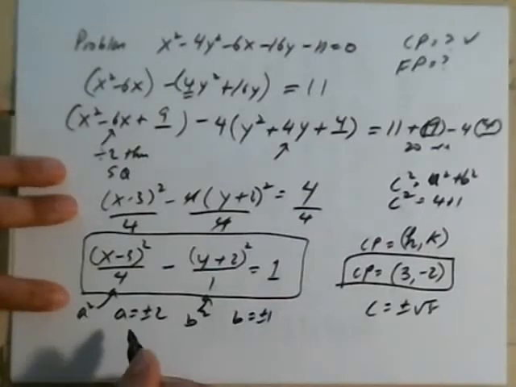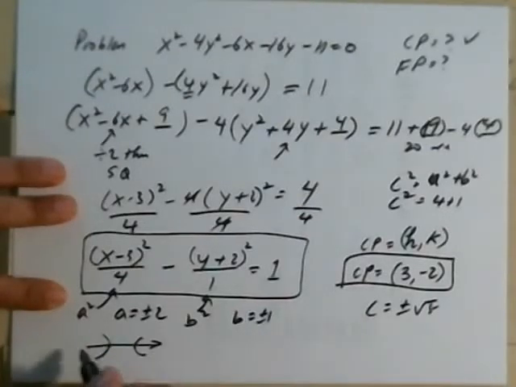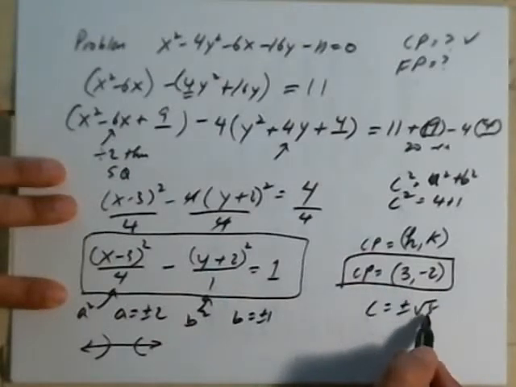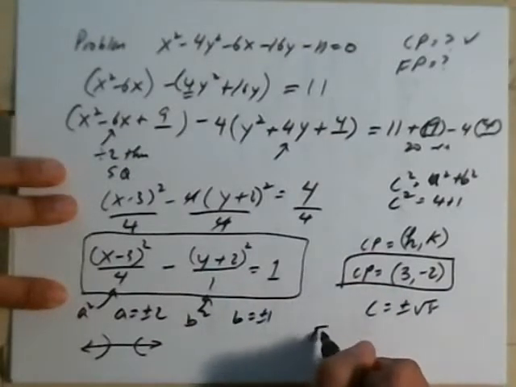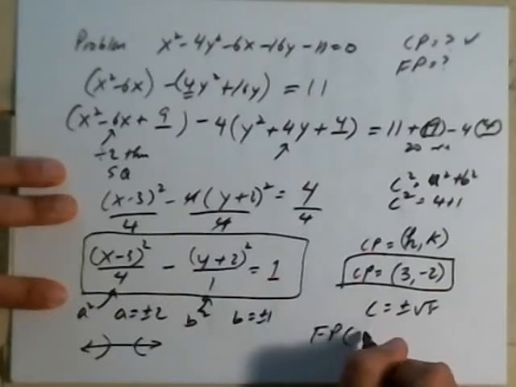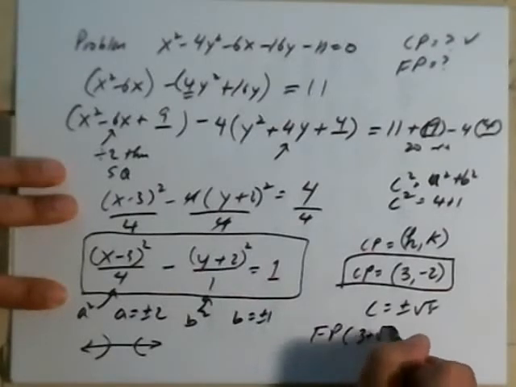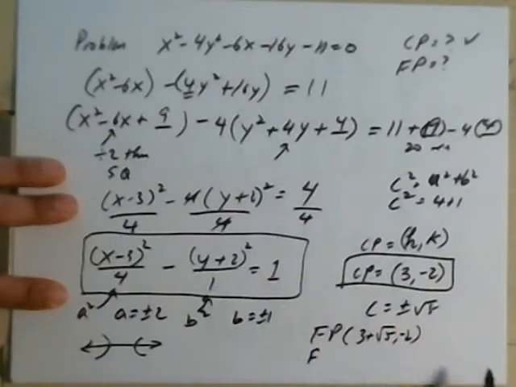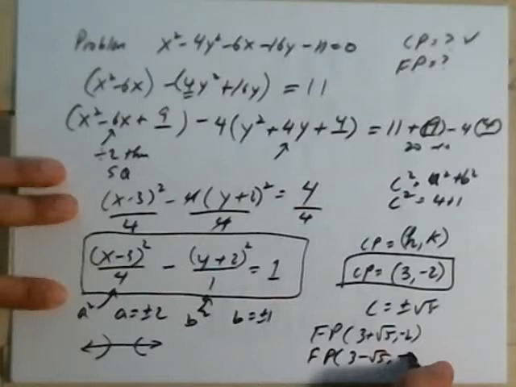Since the transversal axis is horizontal, we're going to add from the center point plus or minus root 5. So your focal point is going to be 3 plus root 5 comma -2. And your second focal point is going to be 3 minus radical 5 comma -2.